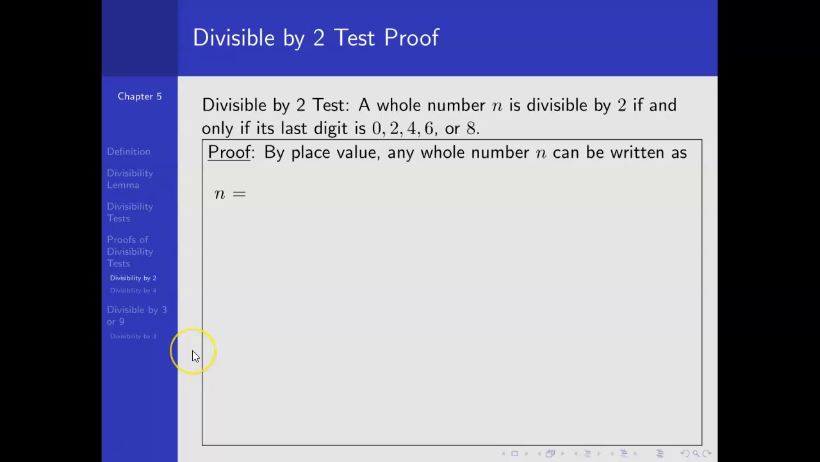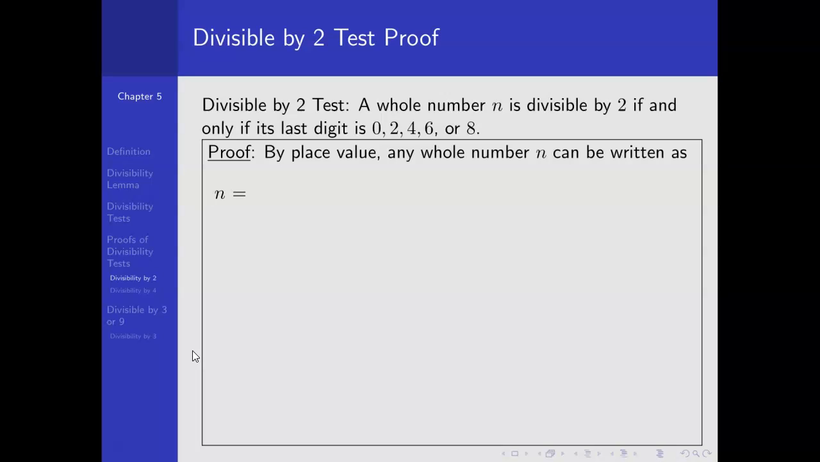All right, we're going to start with the divisible by 2 test. So remember, the divisible by 2 test says that a whole number n is divisible by 2 if and only if its last digit is 0, 2, 4, 6, or 8. So we're going to follow the template for the proofs of the divisibility tests, and you guys should be filling in as you go.